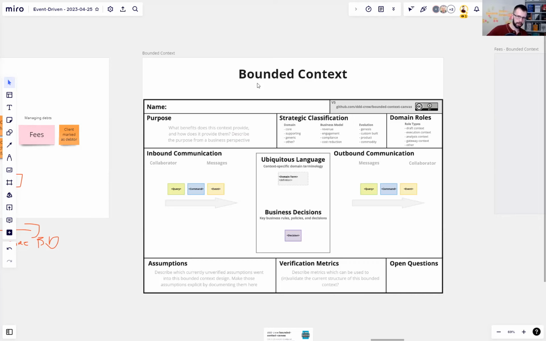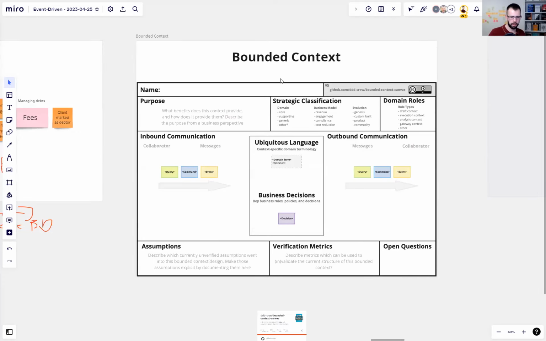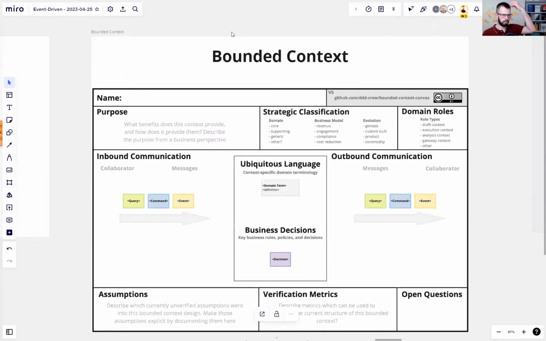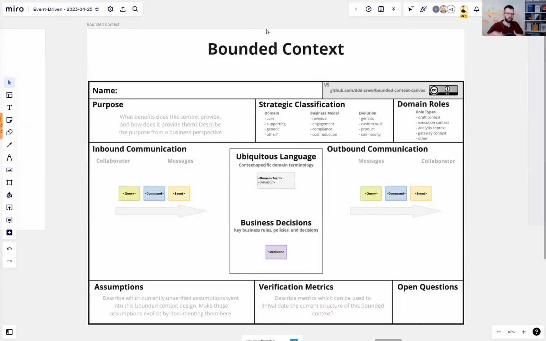To discuss a business bounded context, you can do it very easily using this bounded context canvas that I'm just showing you. It's available on the link below. It was created, I think, by Nick Tune, to be able to show a single bounded context on a canvas, and it's a very good way of thinking about the bounded context.